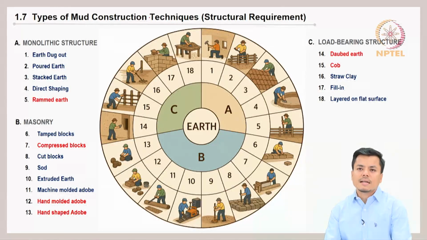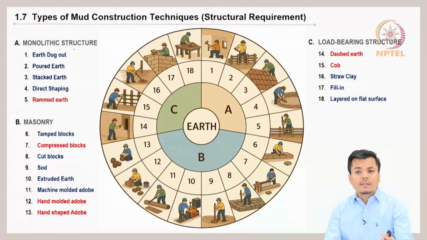So over here, let us understand the types of mud construction, especially in terms of structural requirement. Here monolithic structure is one of the categories. Along with that you have masonry as well as load bearing structure. So these are the three different types of structural requirement based construction, wherein we can see some of the subtypes of earth based construction that are categorized under these three broad categories.